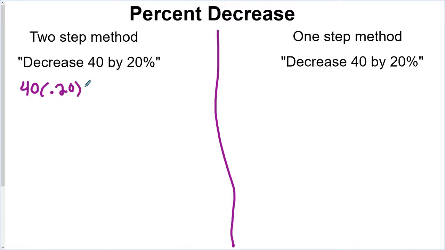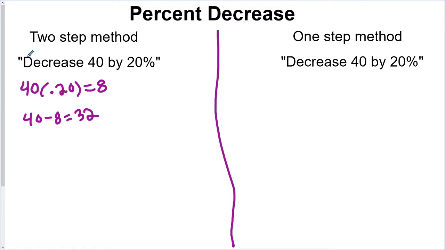Decrease is very similar. The two-step method is almost exact same. Decrease 40 by 20%. So I'm first going to take 20% of 40. I can't decrease 40 by 20% if I don't know what 20% of 40 is in the first place. So 20% of 40, so again you do 40 times 0.2, or 40 times 0.20. Remember, it really doesn't matter if I have that extra decimal there. And you get 8. And then, because it's a decrease, what I'm going to do is I'm going to take 40 minus 8, and that will give me 32.